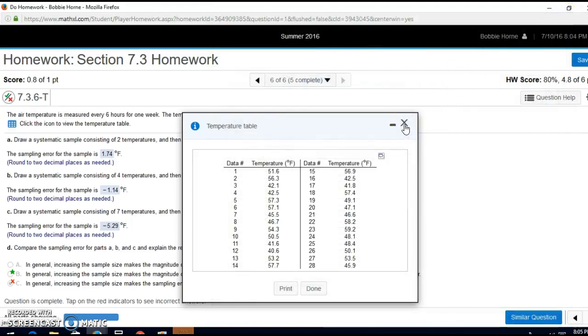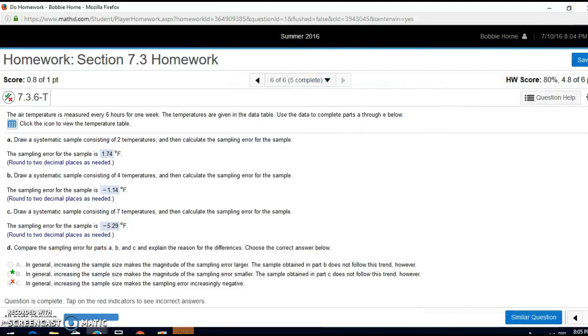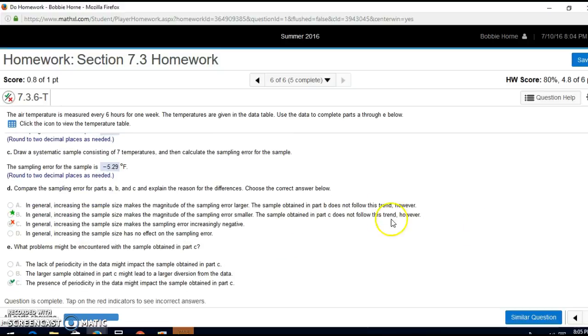The last part is really the only part that is a little bit confusing. And it's really the wording. Just be careful and make sure you read it carefully. Compare the sampling error reports A, B, and C. Explain the reason for the difference. In general, increasing the sample size makes the sampling error smaller. The sample obtained in part C does not follow this trend.